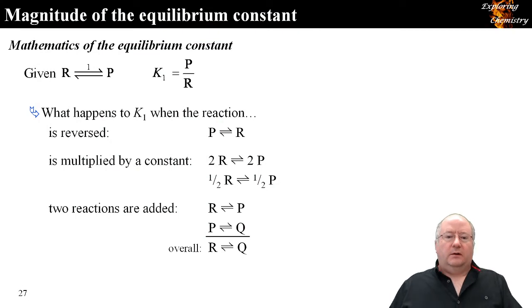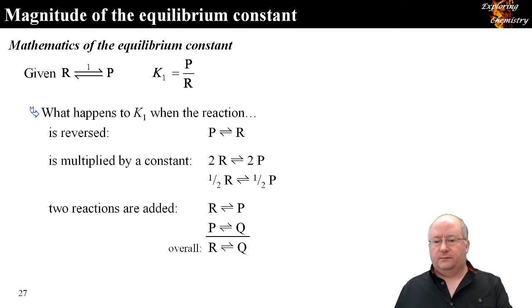So to summarize what we did, when I reverse a chemical equation, I invert the equilibrium constant or raise it to the power of -1. It's the same thing. When I multiply through by a constant, I raise the equilibrium constant to that same power. And when I add chemical reactions, I multiply their equilibrium constants. Does anyone have any questions on that? We're good-ish?